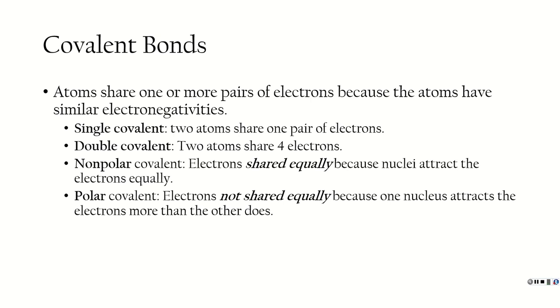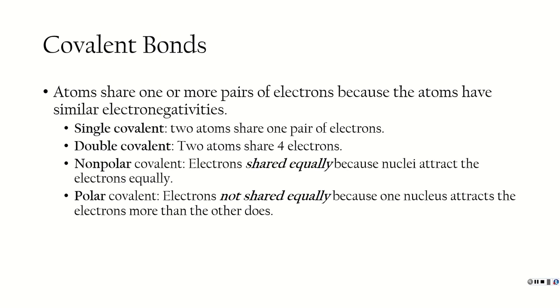So a single covalent bond is where two atoms share one pair of electrons, right? So you're trying to remember, go back to the octet to form 8 electrons. So you have like 7 electrons in one atom, 7 in another. You share them at different times. One has 8, one has 6, and then it goes back and forth. Quantum physics is crazy, okay? But either way, they share their electrons. You can have a double covalent bond, where 2 atoms share 4 electrons, right? Then you have nonpolar covalent bonds, where these electrons are shared equally.